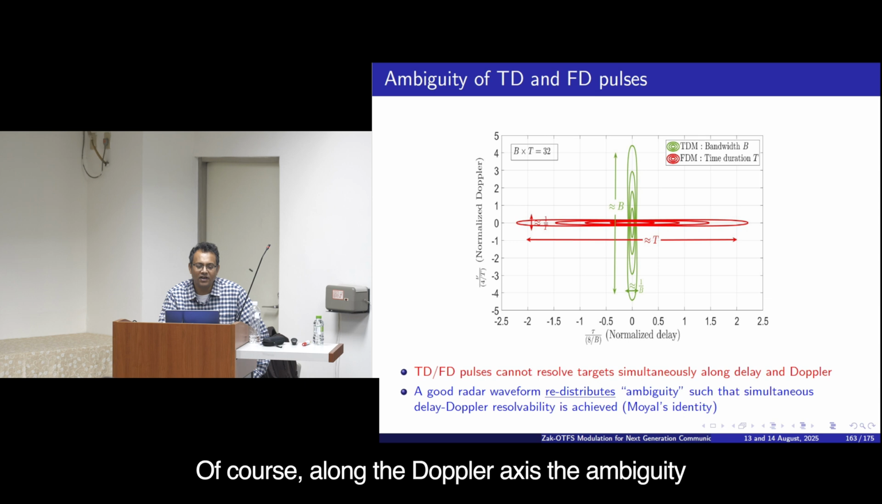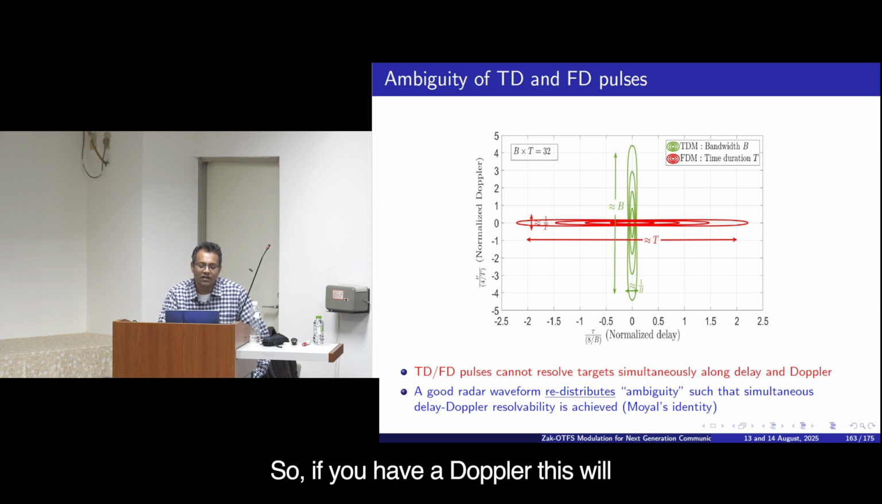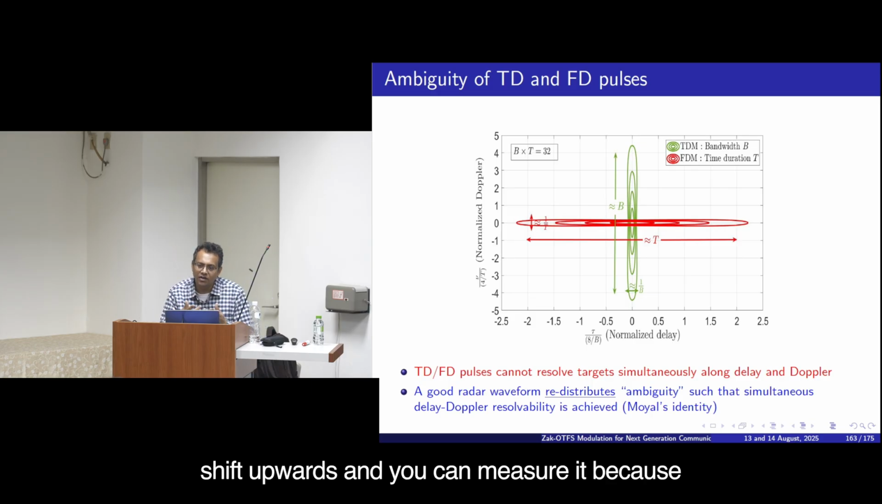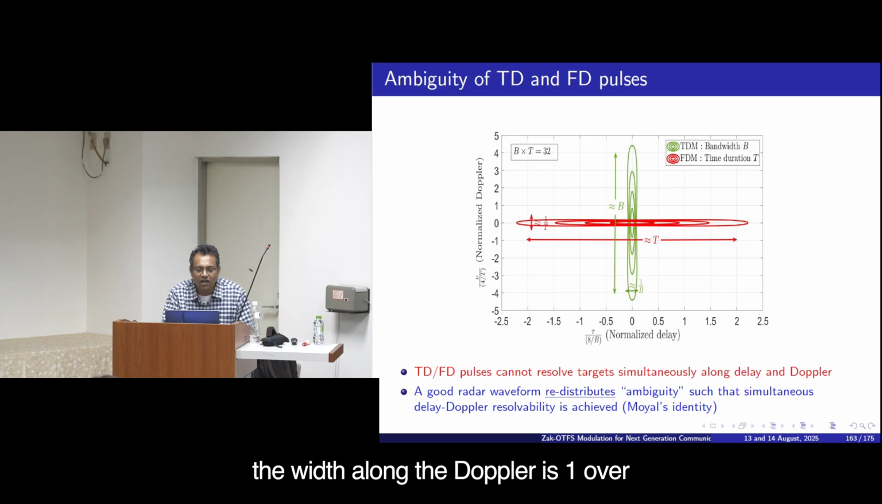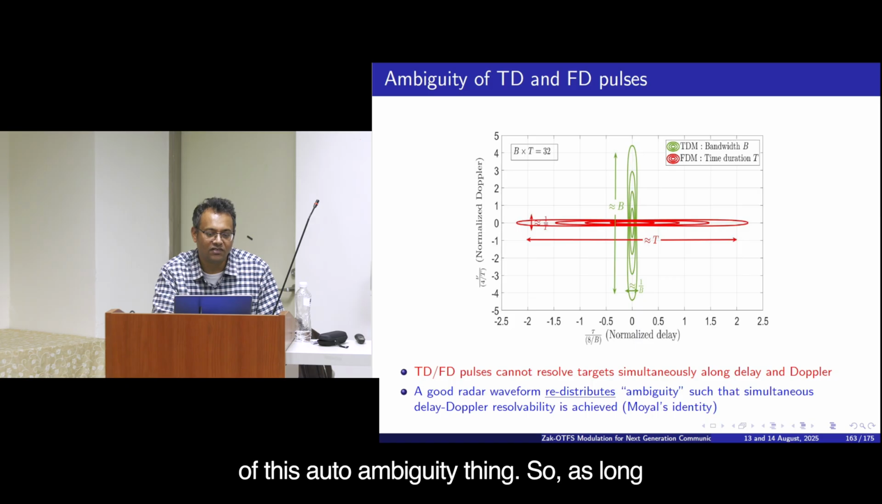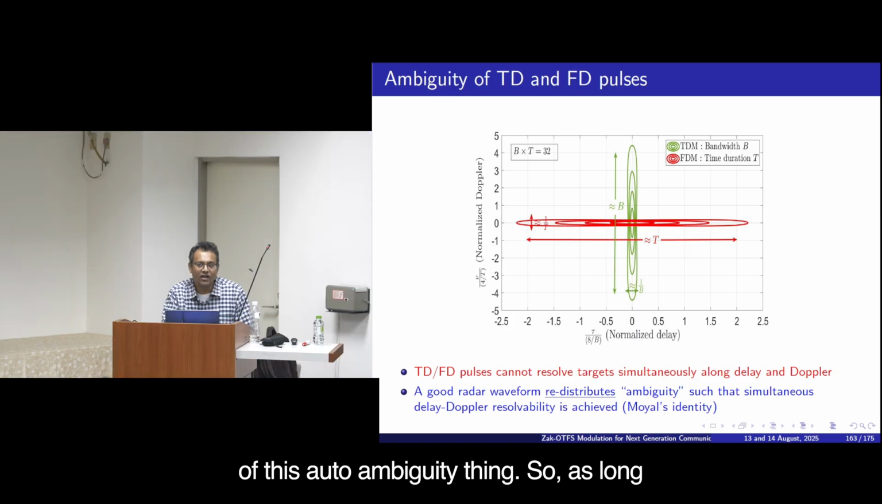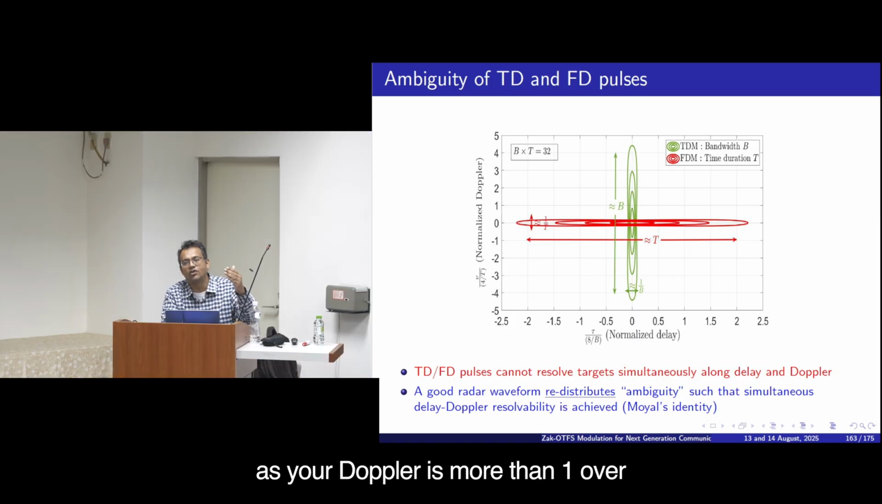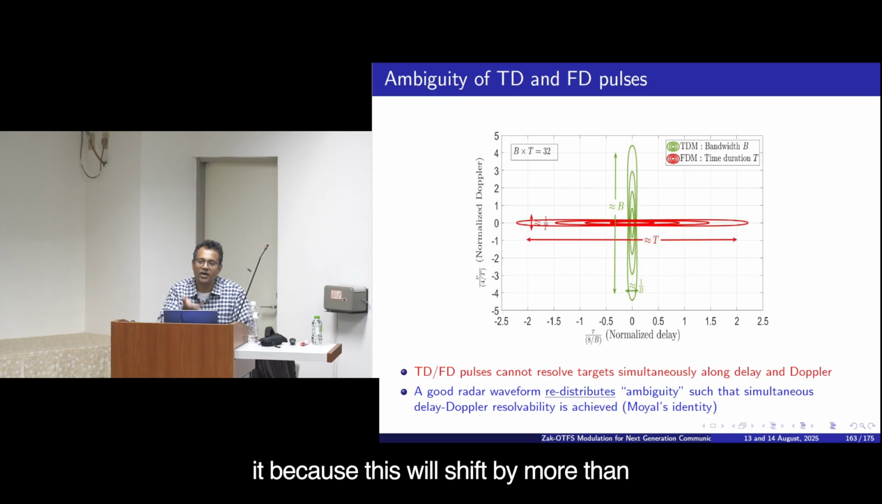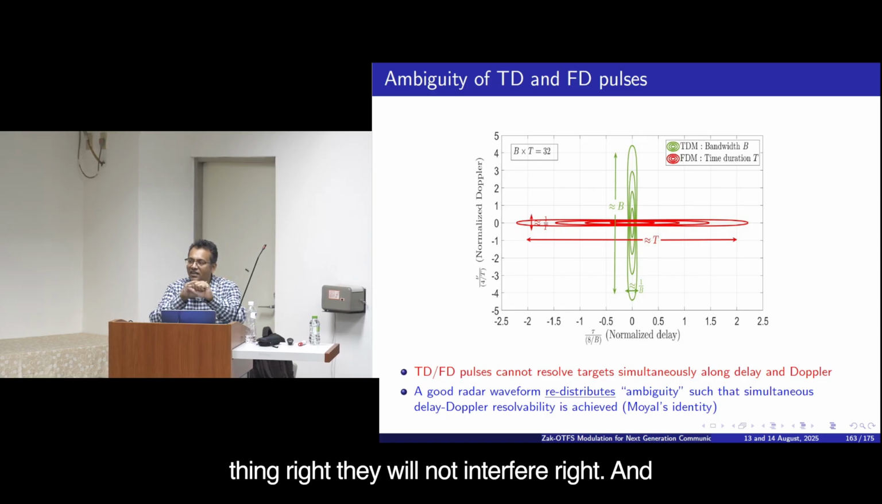Of course, along the Doppler axis, the ambiguity is very narrow, this function is very narrow. So, if you have a Doppler, this whole red thing will shift upwards, and you can measure it because the width along the Doppler is 1 over T. The width along delay is capital T of this auto ambiguity thing. So, as long as the Doppler shift of the target is more than 1 over T, you can detect it, because this will shift by more than 1 over T, it will look like a separate thing, right? They will not interfere, right?